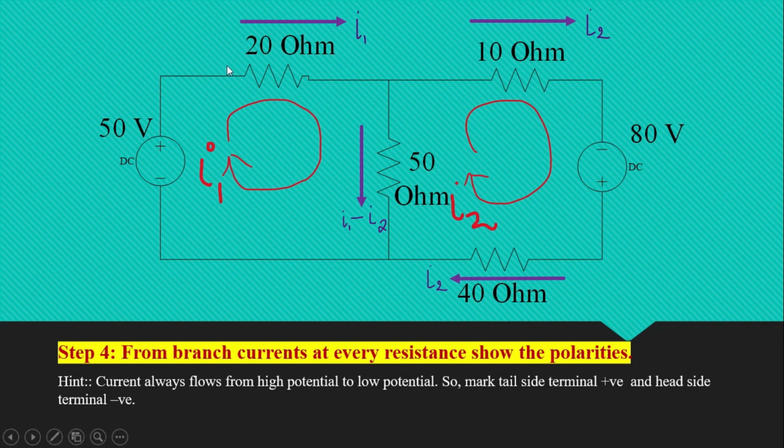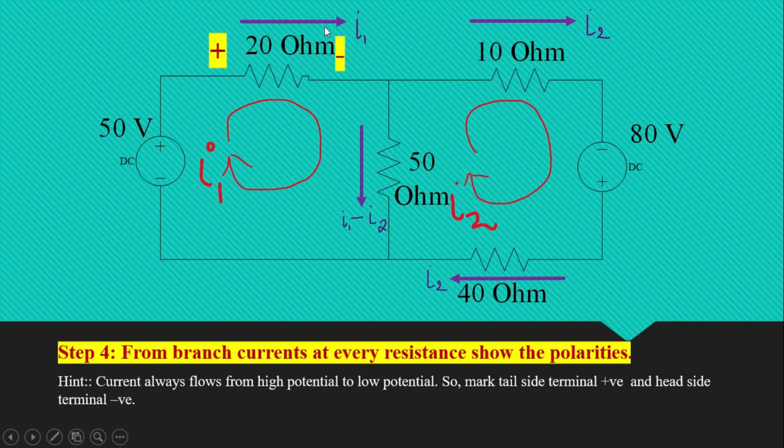So the higher potential terminal we will represent by a plus sign, and the lower potential terminal we will represent by a negative sign. Or in other words, we can say the head of this arrow will be marked by a negative sign and the tail of this arrow will be marked by a positive sign. Let's see one by one.